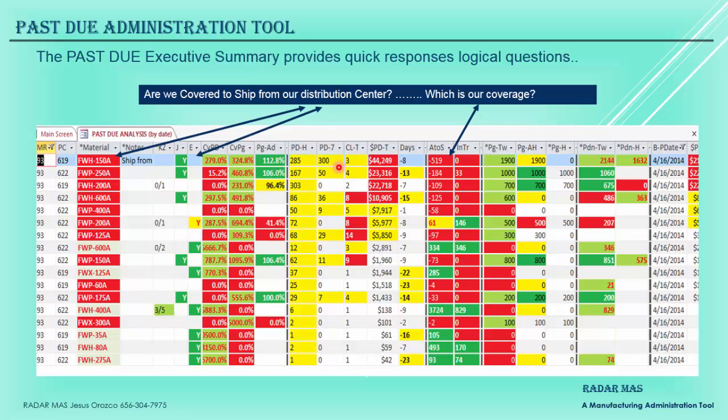What is our coverage? Right now, it is none, because we are behind by 519 pieces, and we have nothing in transit. That is the reason it's in red. In this case, for example, it is in green because, yes, we do have material in our distribution center. It is green because we are covered, and that is because the demand is 12 and we have available to ship 334 pieces.